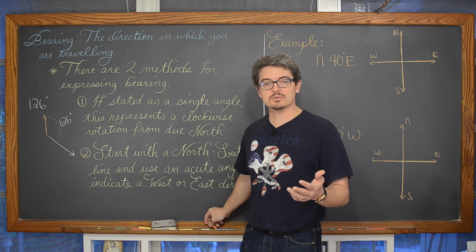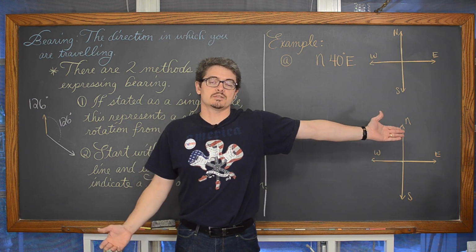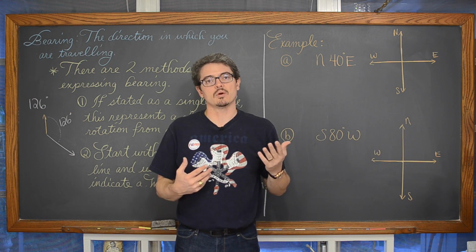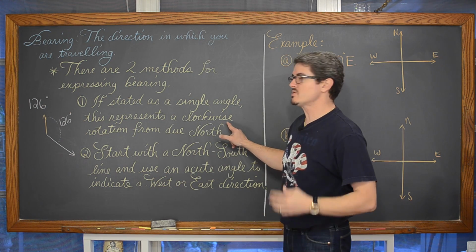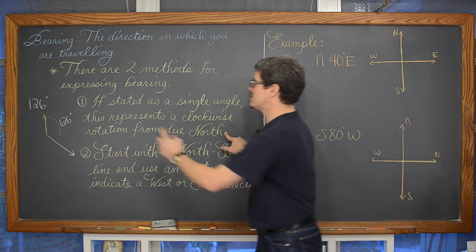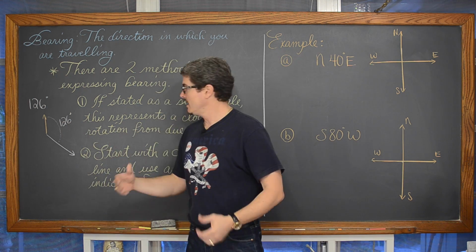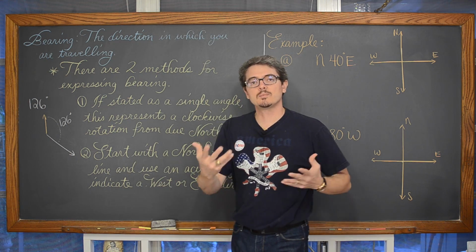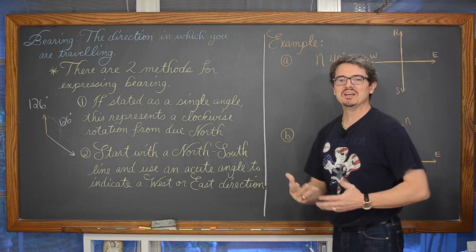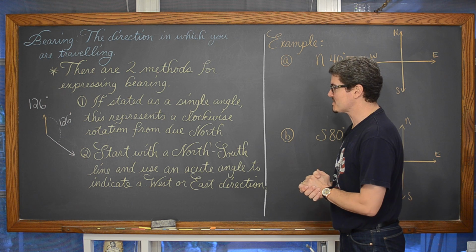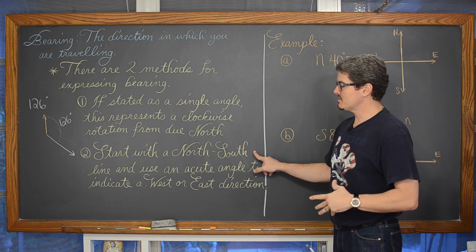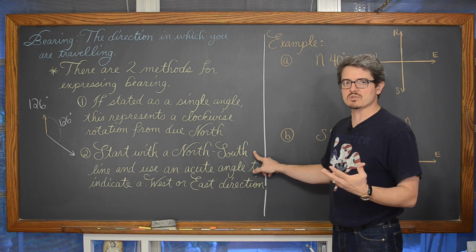Standard position angles start on the positive side of the x-axis and rotate counterclockwise for a positive angle measure, right? Well, now a positive angle measure, at least in terms of bearing, starts at due north, a completely different direction, and rotates clockwise instead of counterclockwise. So setting up the diagrams is a little bit difficult if you just have those standard position angles stuck in your head.